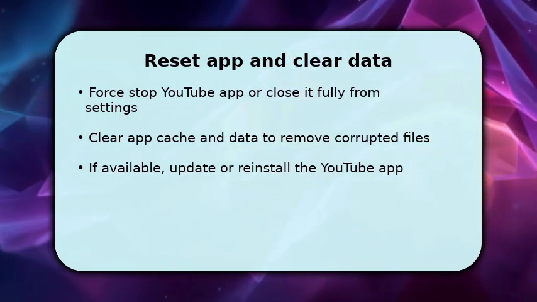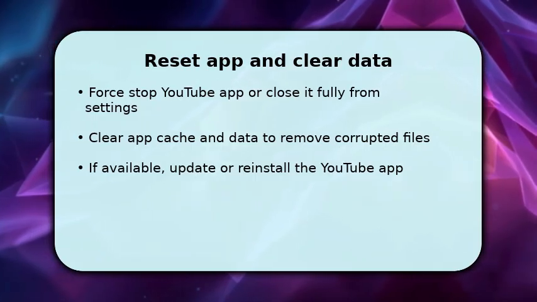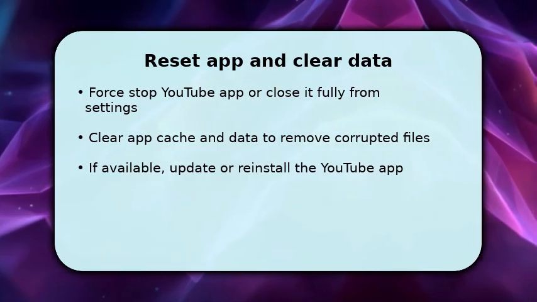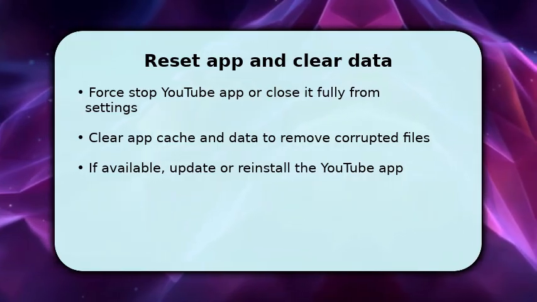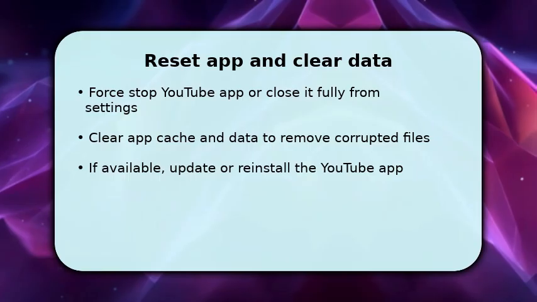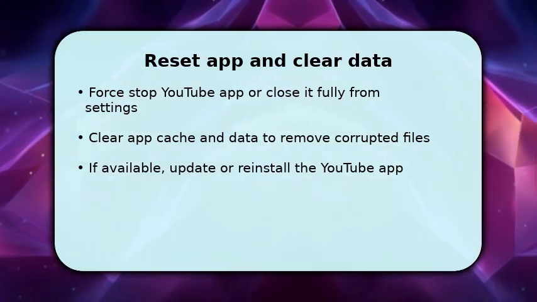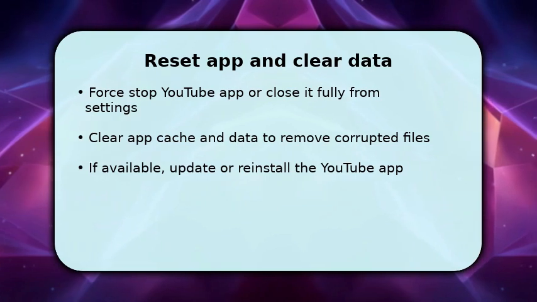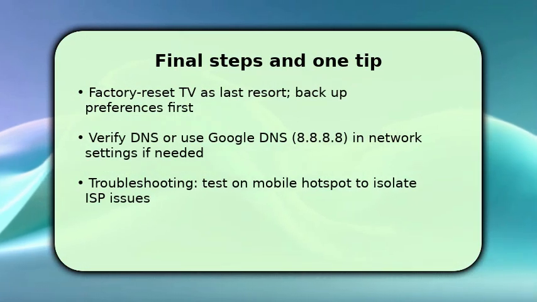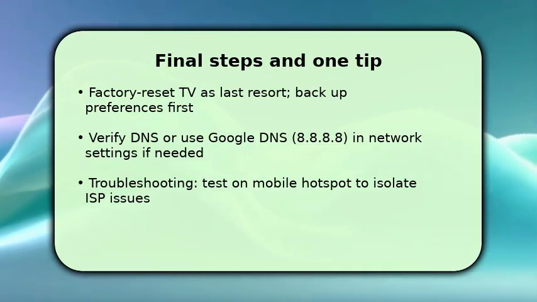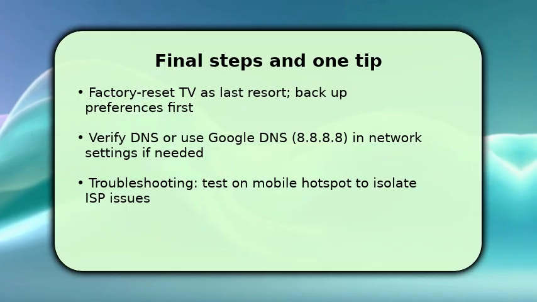After clearing, check for an app update in the store. If the update fails or isn't available, reinstall the app entirely. These steps address most software-level causes because they replace or refresh the app files the TV uses to connect to YouTube. For final resolution, consider a factory reset only after backing up important settings. This returns the TV to a clean software state and often removes deep app conflicts.